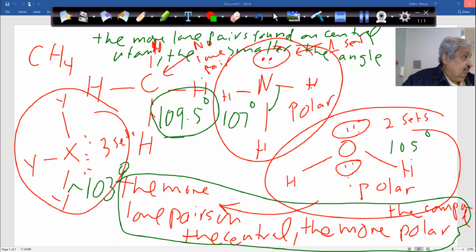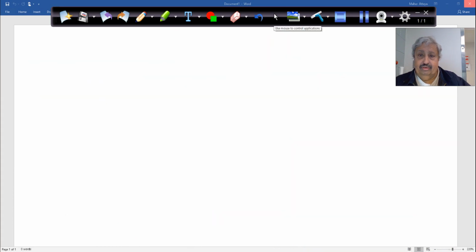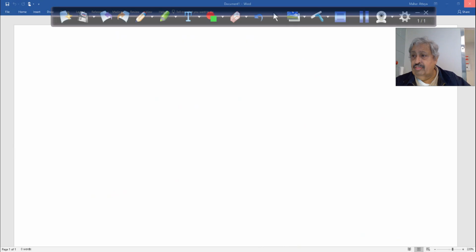Two issues of those lone pairs: they will force the molecule to be polar, and they will force the angle to be less. More polarity, smaller angle degrees. Okay, guys? So, can I take this one out? Let's take it out, and then let's look at the next one.